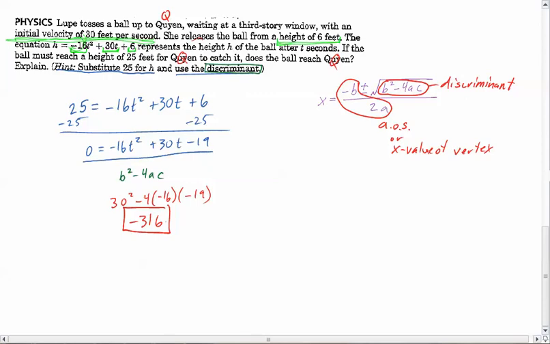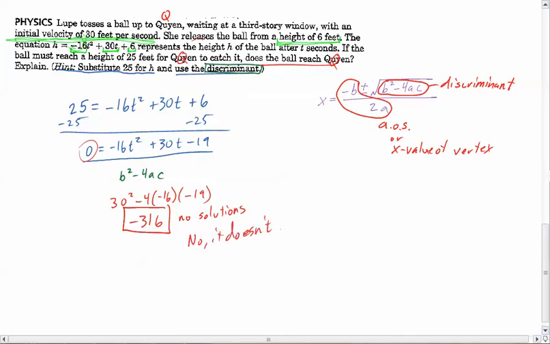Well, hopefully you remember that if the discriminant is negative, that means there are no solutions. In this case, meaning no x-intercepts, but it also means that there are no solutions for t that will make this work. Now, if there aren't any solutions, then does the ball reach Q? The answer is no. It doesn't.